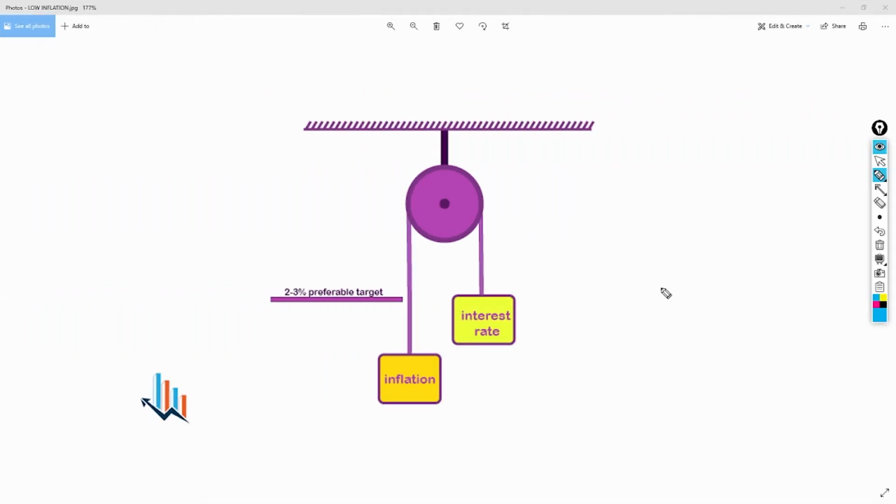And inversely, when inflation is way below the 2% mark and central banks want to bring inflation back up to the preferable 2% mark, they have to lower, bring interest rates down here. As interest rates come down, inflation will also be going up. And as soon as inflation gets to the preferable level, central banks will hold interest rates at any level that brought inflation to the preferable level.